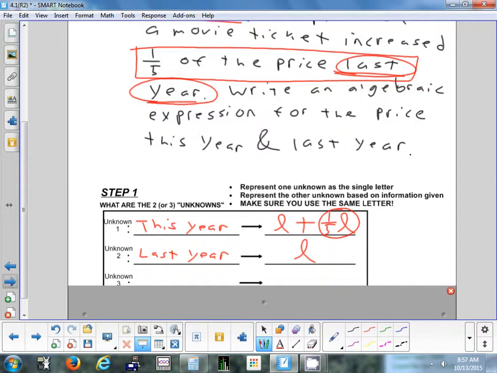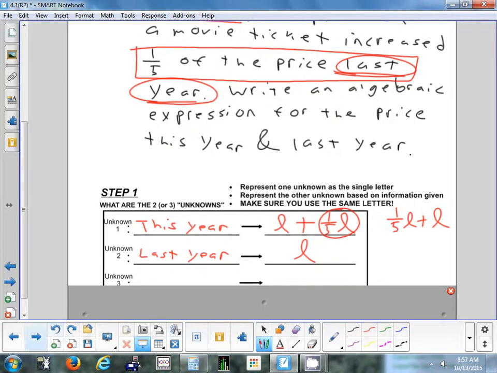Would it be wrong if you, after the 1/5, you didn't put the L? Nope, because it's addition. You could switch that order. You could write this. This is also correct. What if you put L plus 1/5? L plus 1/5 would be wrong, because it's 1/5 of last. So it's 1/5 times L. So we got to have that L next to 1/5. Okay, any other questions on that one?